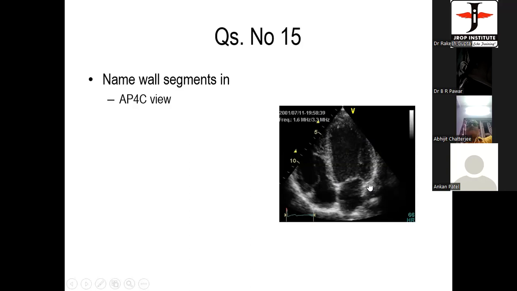Ankan, read, man, read. Doctor, if you see the apical four-chamber, you will be seeing the anteroseptal, not anterior. If you want to have a good look at the anterior, you have to take the apical 2-chamber view. You can see the anterior and inferior. Would you remember that, please?